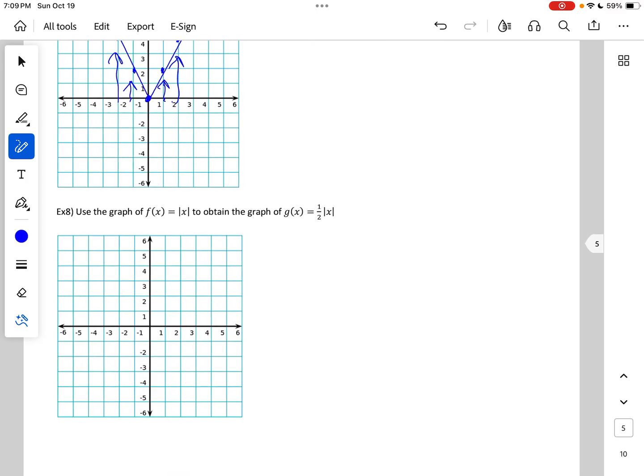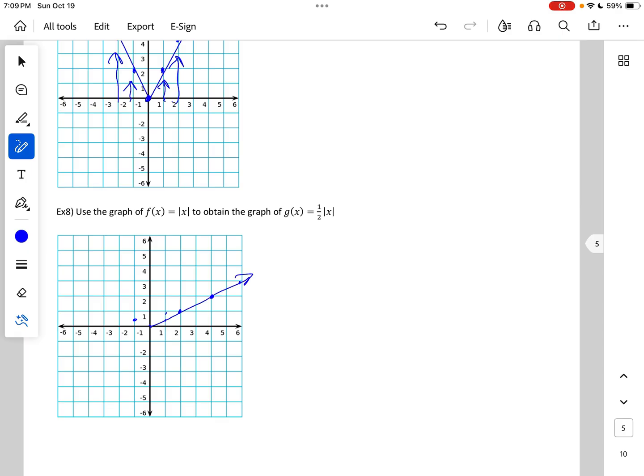So here is a vertical shrink by a factor of 1/2. So instead of being at 1 when I'm away from the x-axis, I'll be at 1/2. And if I go 2 away, instead of 2, I'll be at 1. Let's go on to 4. Instead of 4, I'll be at 2. Instead of 6, I'll be at 3.